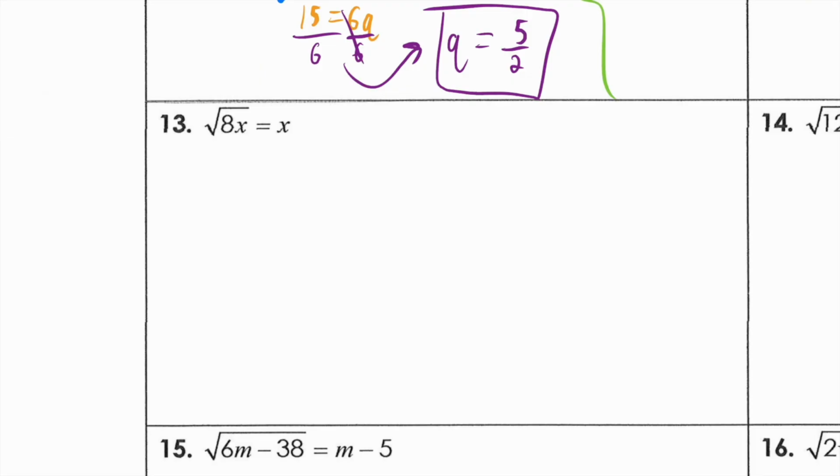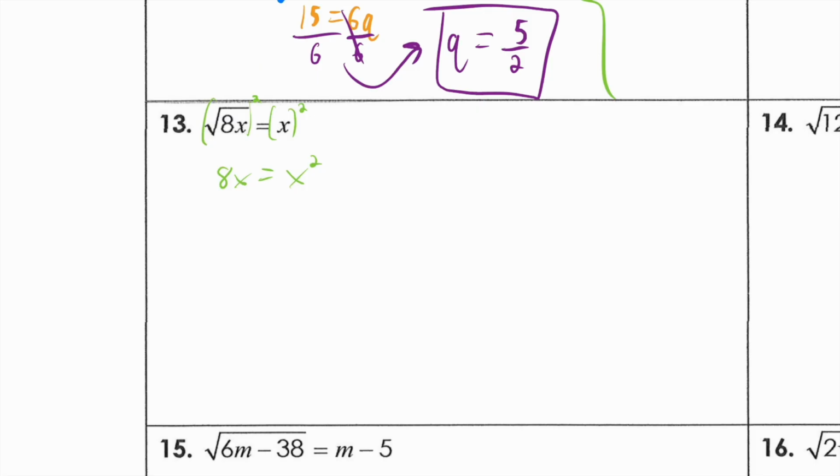Moving on to number 13, we have a radical on one side, not on the other. So this is the ideal time to square on both sides. And so I square on both sides, and I get 8x on one side because it undoes the radical, and on the other side I get x squared. So we have x being squared. So this means that we need to start solving how we solve quadratics. And we can't square root again because that just gets us back to the same problem we were just at, right up here. It undoes what we just did.